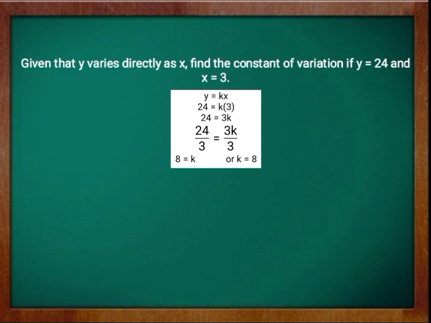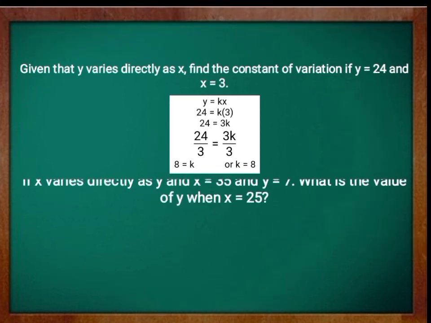So 24 is equal to k times 3. Now we will divide both sides to get the final answer, which is 24 divided by 3 is equal to 3k divided by 3. So, cancel the 3 over 3, which is k na lang yung maiiwan. So, 24 divided by 3 is equal to 8. So, we have 8 is equal to k, or k is equal to 8. Then, we have here another example.